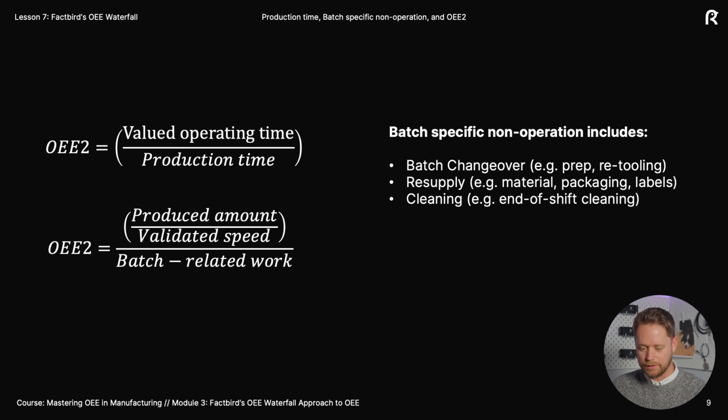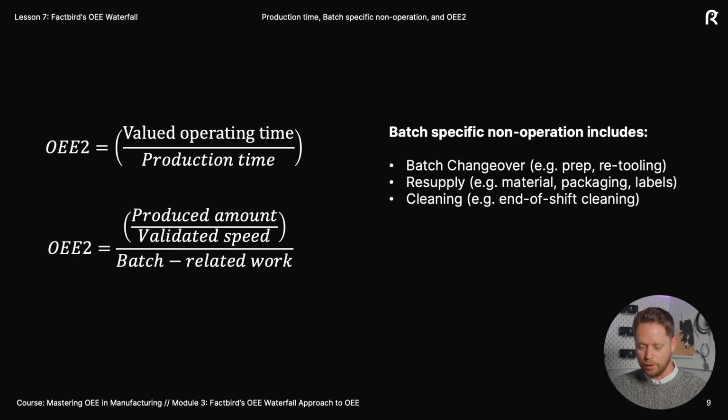OEE2 takes into account the time a production line is not running due to batch changeovers, resupplies, and cleaning. We call these stops batch-specific non-operation. OEE2 is calculated as valued operating time divided by production time. In practice, this is produced amount divided by validated speed divided by time doing batch-related work. Although these stops are planned, they take a significant amount of time from the total available time.